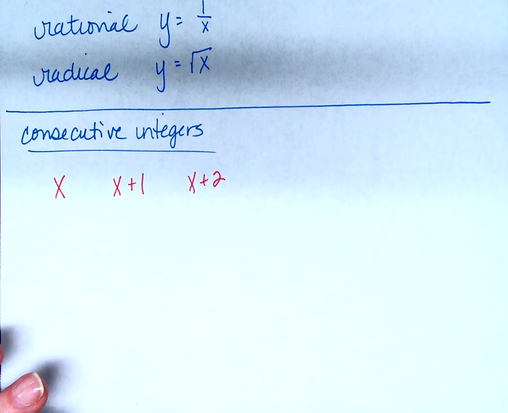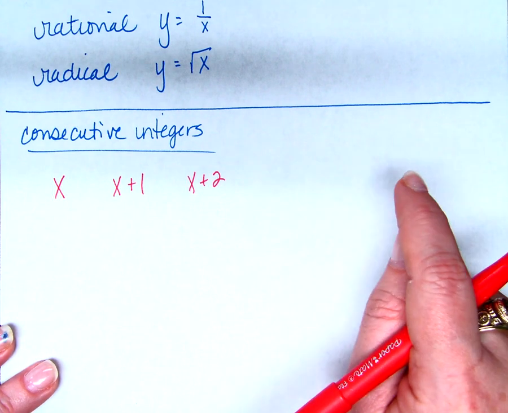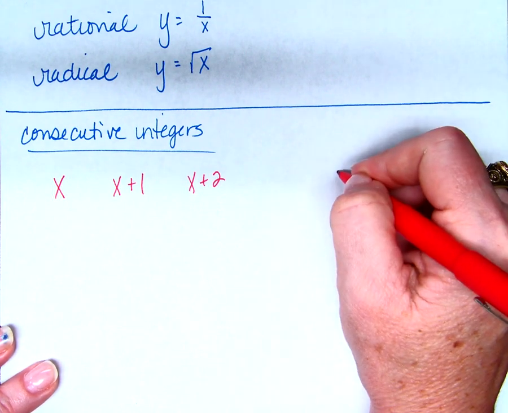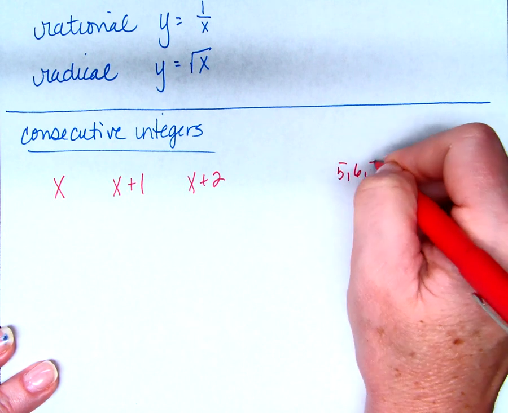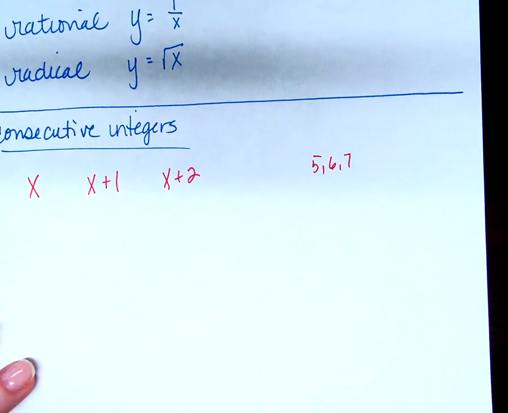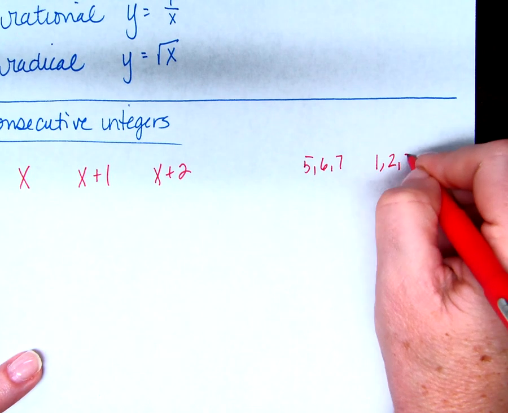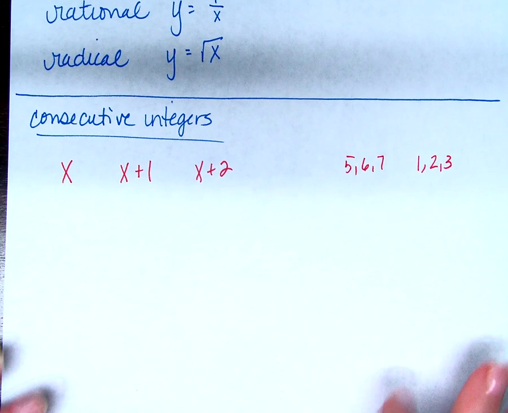Does that make sense? Can somebody give me an example of 3 consecutive integers? 5, 6, and 7. Perfect. Any other examples? 1, 2, 3. How many examples are there of 3 consecutive integers? Like infinite amount, right? There's an infinite number of those examples. Does everybody understand that? Okay.